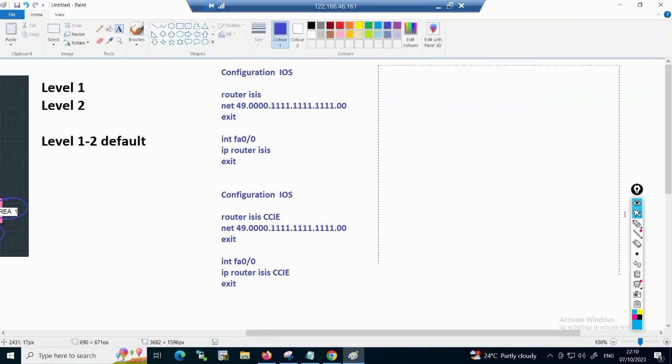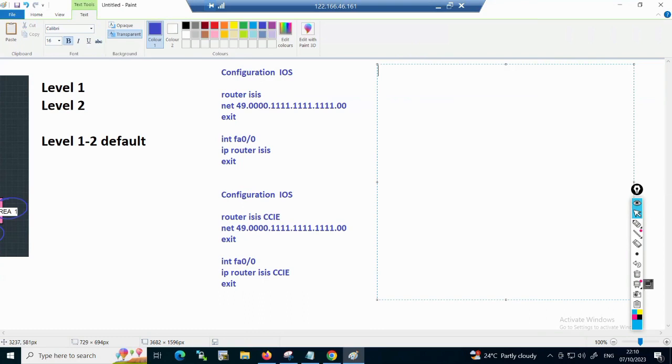But if I talk about XR, it is a little tricky. How? In XR, when I say router ISIS, you don't have an option to enable it like a null. I cannot say it like this. I cannot just press enter over there. What you really need to do is define the tag over there. Without a tag, XR is not going to work. It's mandatory, I can call it.